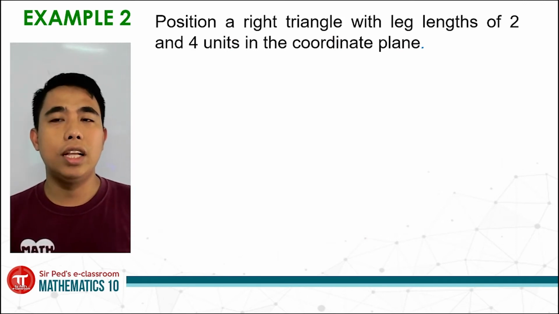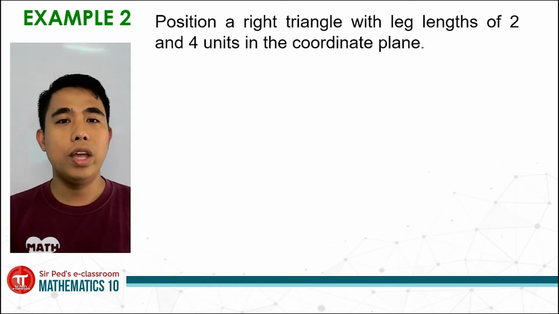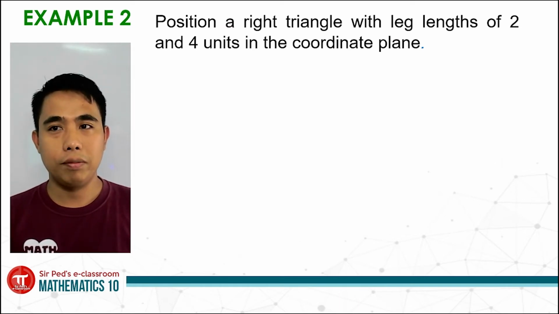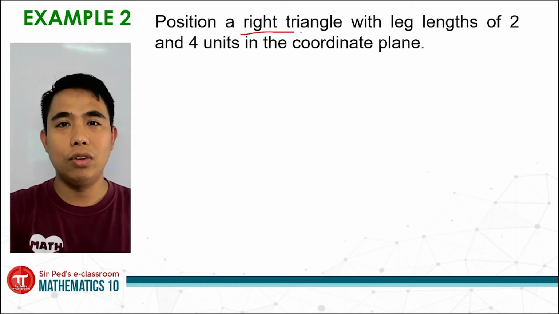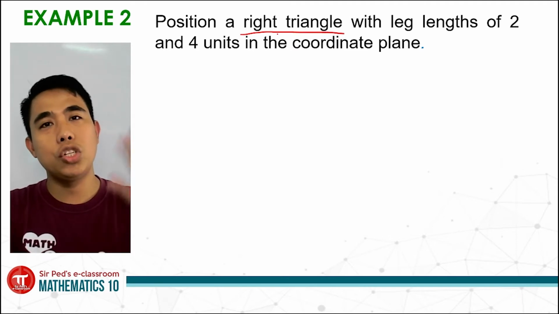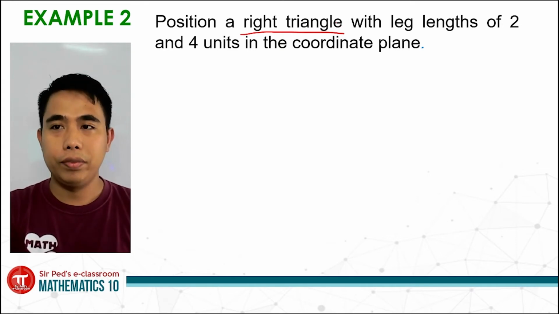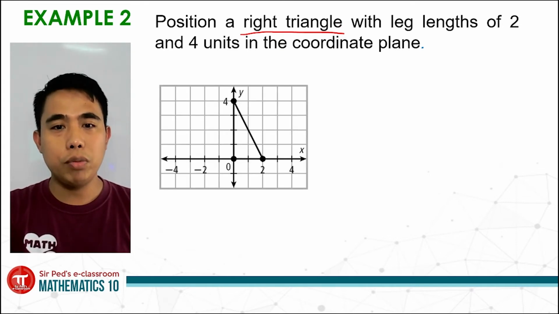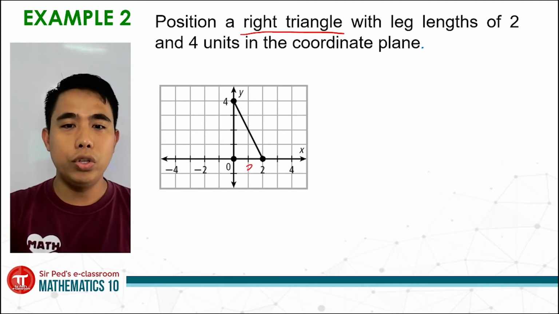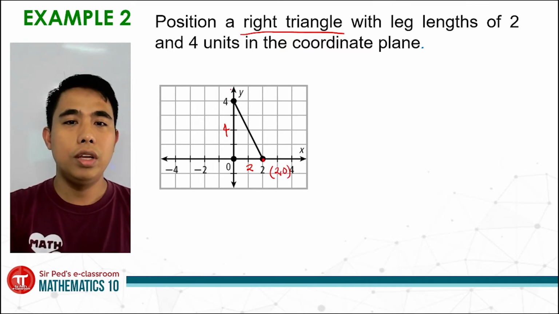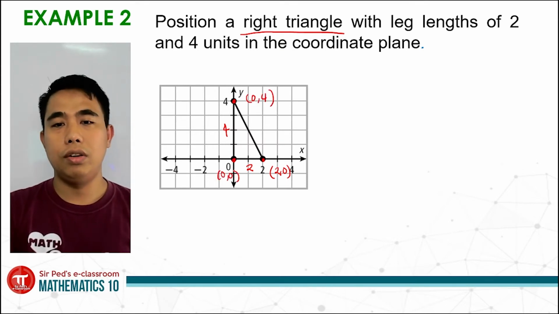Position a right triangle with leg lengths of 2 and 4 units in the coordinate plane. So, a right triangle again. We can position its two legs along the x and y axes. So, 2 and 4 units. You can position it like this one. So, 2 units here, 4 units there. And then the coordinates of this vertex will be 2, 0. And then this vertex will be 0, 4. And the other vertex is 0, 0.